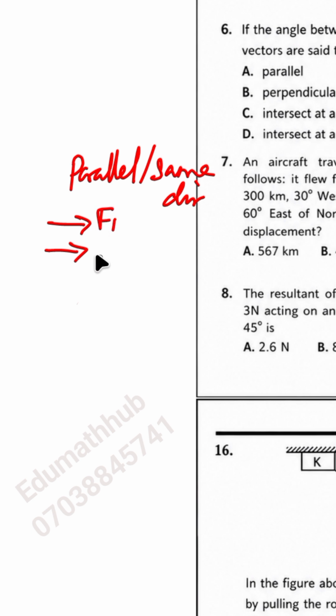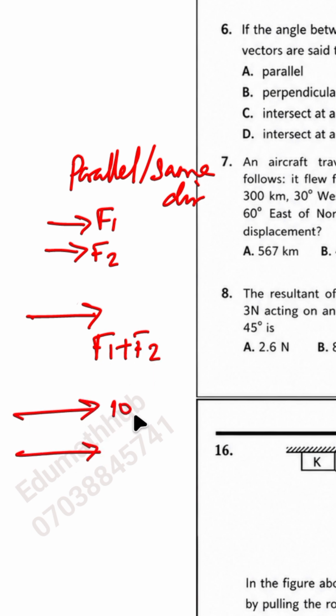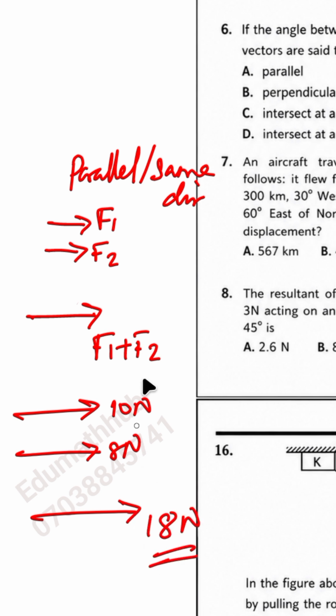So if it's F1 and this F2, if you add these two vectors, you have a single force, which will be F1 plus F2. Okay, so if you have something like this, now you have 10 Newton, 8 Newton, it will be a single force of 18 Newton. So you can see that the magnitude is higher.